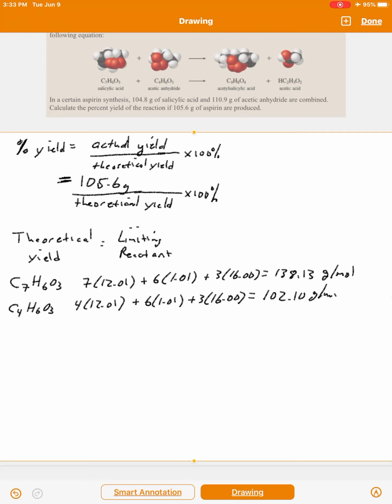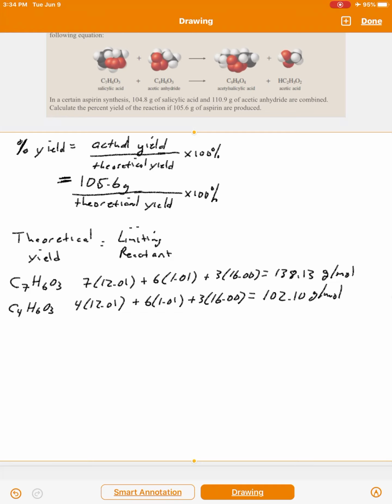Again, grams per mole. Okay, that's a difference of 36. That makes sense. Okay, so now let's go through and figure out which one is the limiting reactant and how much aspirin is going to be produced. Oh, we do need to have the aspirin, sorry.